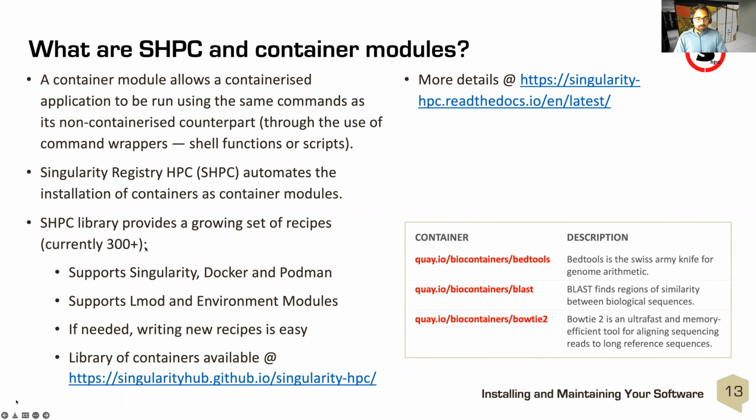The set of recipes is growing. There's currently about 300 plus. It supports Singularity, Docker, and Podman. We are currently just focusing on Singularity on Setonix, and it supports the production of lmod and environment modules. And recipe writing is easy. There's some information on how to write recipes. The list can be found here at the Singularity HPC site.